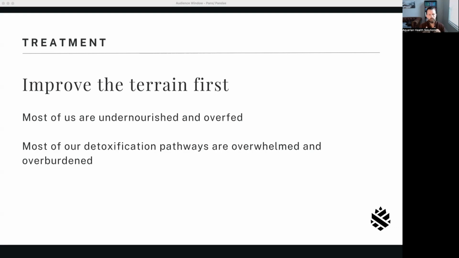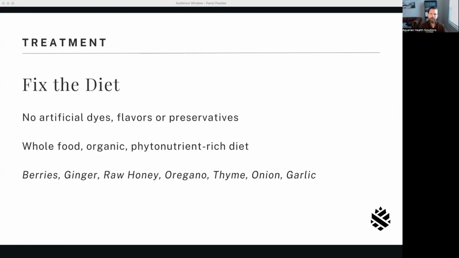And so if we're just trying to kill things and hope the body sorts it out, but we haven't cleaned up the terrain first and we haven't opened up all these drainage pathways, then we're going to run into real problems. And that usually means exacerbation of symptoms. Another thing we have to do is fix the diet. And so when we're talking about brain inflammation, specifically with PANDAS and PANS, if I'm eating things that are causing brain inflammation, then I'm going to create 2 steps forward and 1 step back.